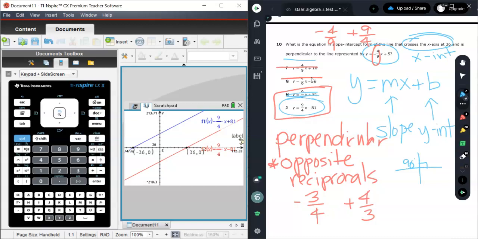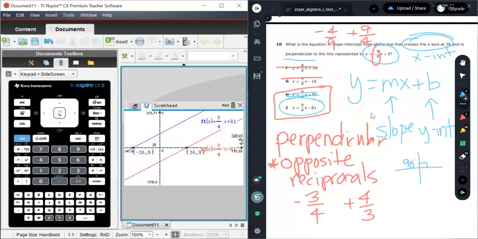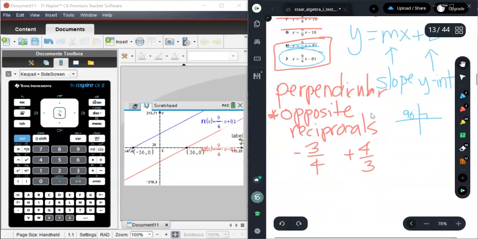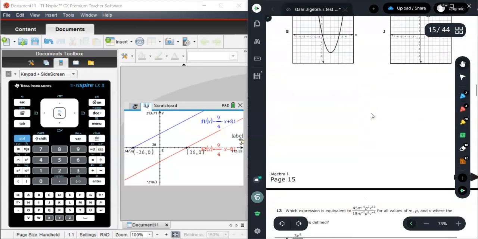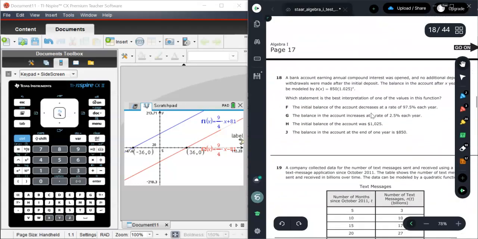If you want to do this by hand and do this the long way, the y coordinate at the x-intercept is 0. You could plug in 0 for y, 36 for x, and see if you get something that works. But the graphing is the easiest way to do this so that you can see it. So that's an example of perpendicular. So let's move on here. And I know there's another question that deals with parallels, so we will try to hit that one next.